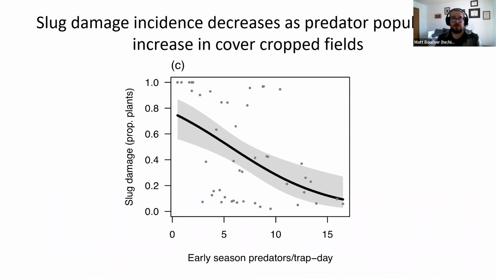There is some data out there that slug damage incidence decreases as predator populations increase in cover crop fields. So this is a figure from a project that John did a while back, and you can see on your y-axis the slug damage, the proportion of plants damaged, and the early season predators. So there's a correlation here: as the number of predators increases, the proportion of damaged plants decreases. So we have some resolution on this top-down control idea, but we need a little bit more.